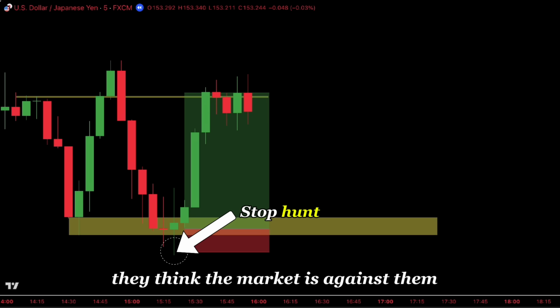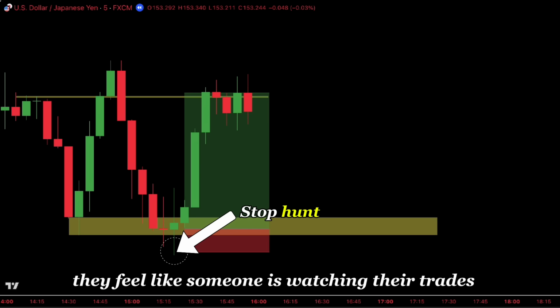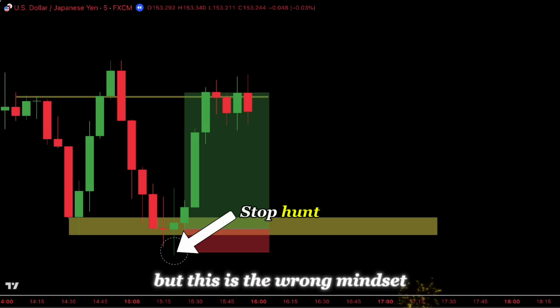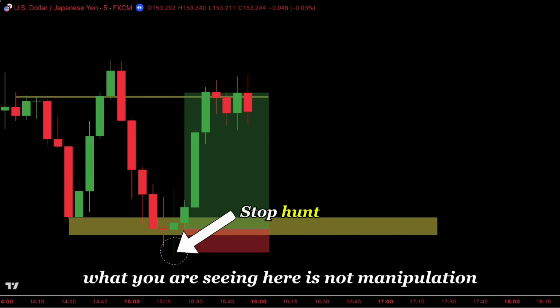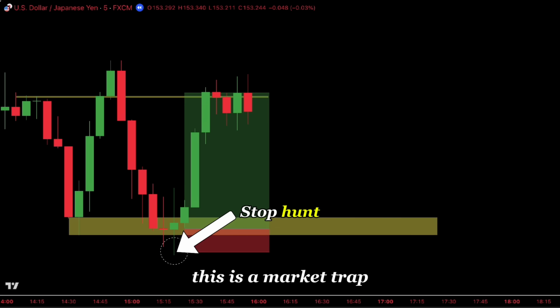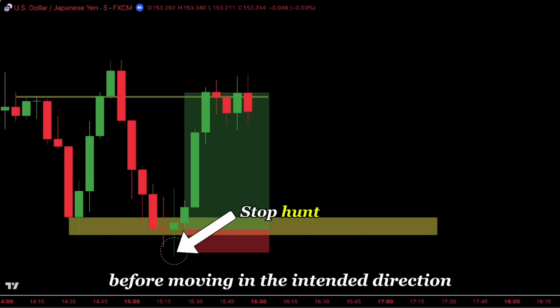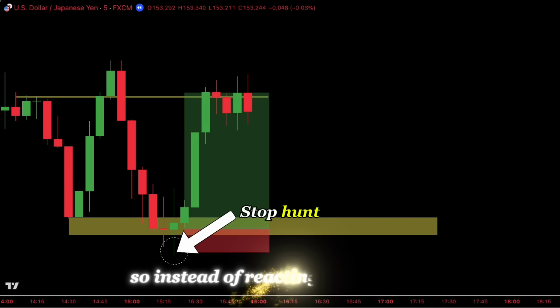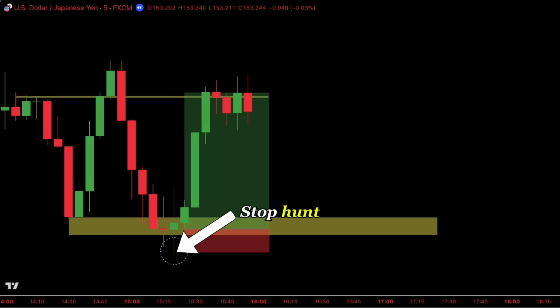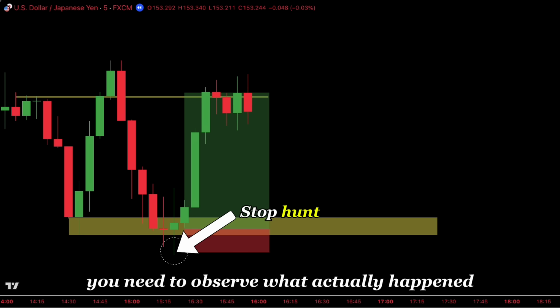At this moment, most traders feel frustrated. They think the market is against them. They feel like someone is watching their trades. But this is the wrong mindset. What you are seeing here is not manipulation against you personally. This is a market trap. The market moves in a way that triggers stop losses to collect liquidity before moving in the intended direction. So instead of reacting emotionally, you need to observe what actually happened.